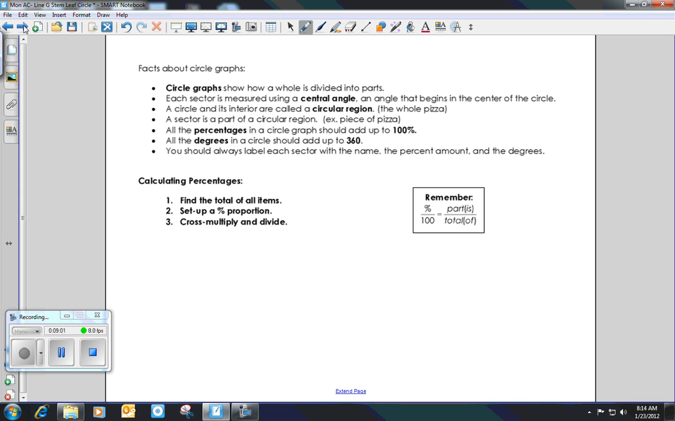And now let's talk a little bit about... actually, we're supposed to be talking about scatter plots today, so let me see what we got here. But we have circle graphs. So let's just talk about these circle graphs.